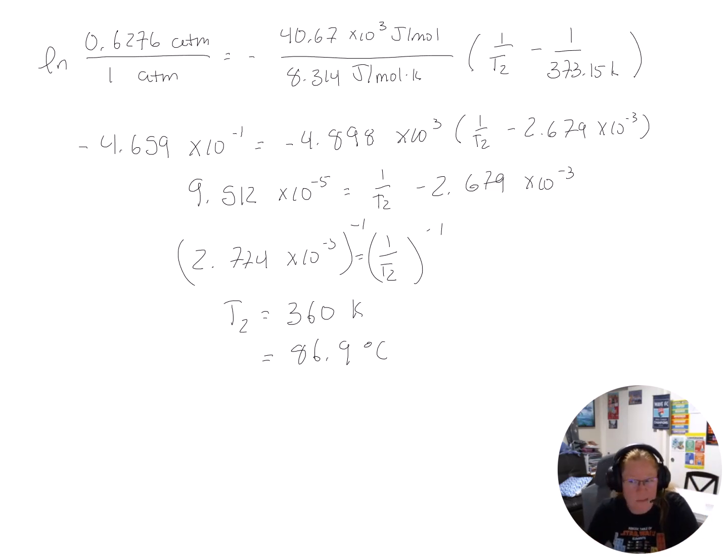Does this make sense? We're at a lower atmospheric pressure, so we have less external pressure to overcome in order to reach the boiling point. So it makes sense that the temperature is lower, because we have a lower pressure to overcome.